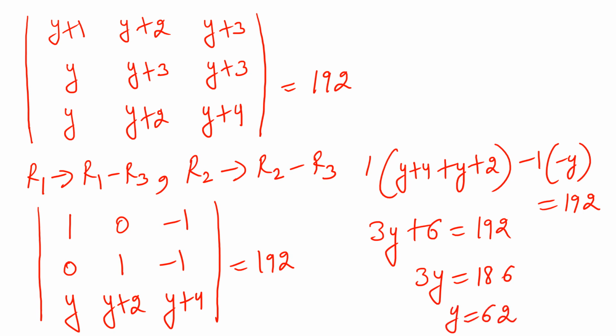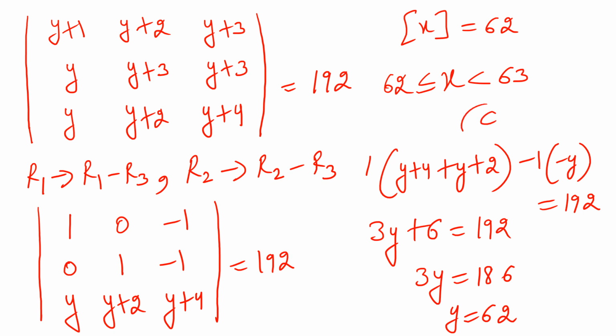Right? Now we know that y is nothing but GIF function of x. So GIF function of x is equal to 62. This implies that x is greater than or equal to 62 but less than 63. So hence option C is the correct one.